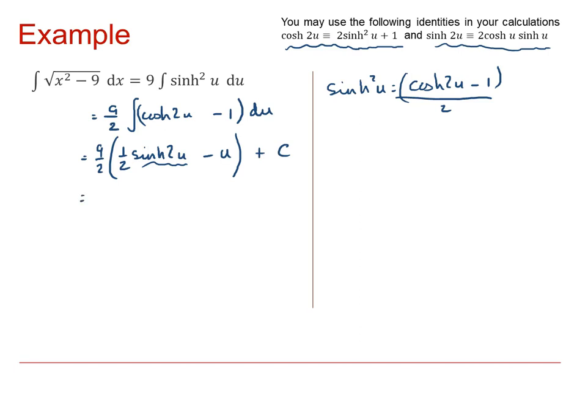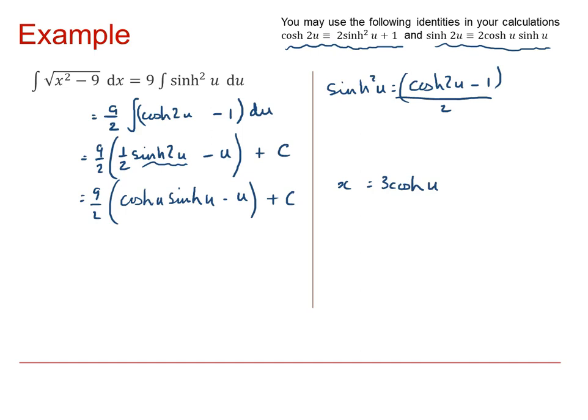so this is equal to 9 over 2 cos u sine u minus u plus constant c. We can now look at reversing the substitution. So we use the substitution x is equal to 3 cos u.